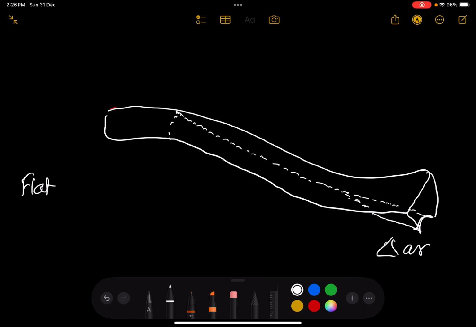Now the clavicle articulates with the sternum on the medial side. So this is the notch of the manubrium sterni for the clavicle. Then there is a suprasternal notch, and then there is a notch for the rib, and finally the manubrium sterni ends. So here you will find the insertion of the rib.